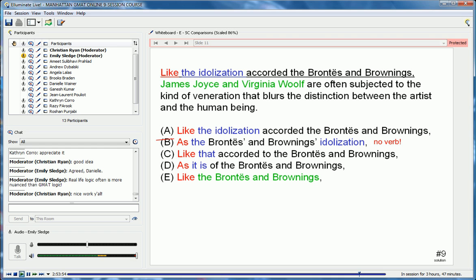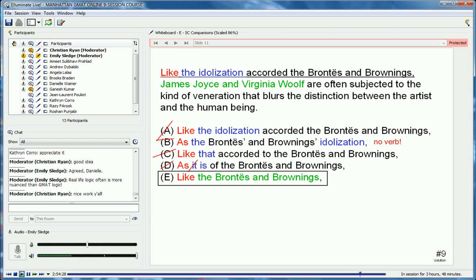And in C, we're back to a noun comparison, but again, we're saying like that, the people. It's unclear, for one thing, what that even means, but it's certainly not a type of person. It's certainly not the Brontes and the Brownings. So C is out because it's the wrong noun compared to the wrong noun. D has as used with a verb. That's good at least, but the it is ambiguous. And so we're down to E, which has the right comparison.